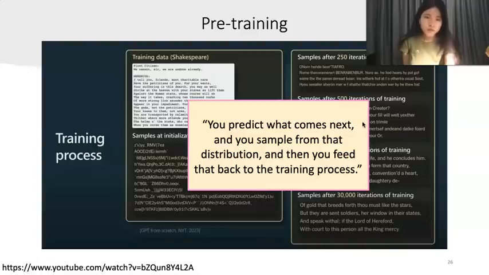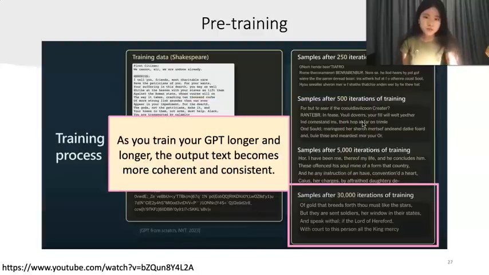So you predict what comes next, and you sample from that distribution, and then you feed that back to the training process. And as you train your GPT longer and longer, the output text becomes more coherent and consistent.